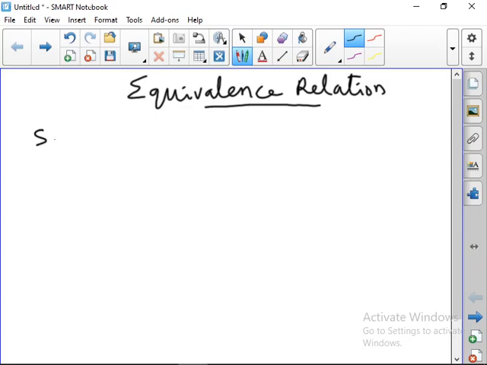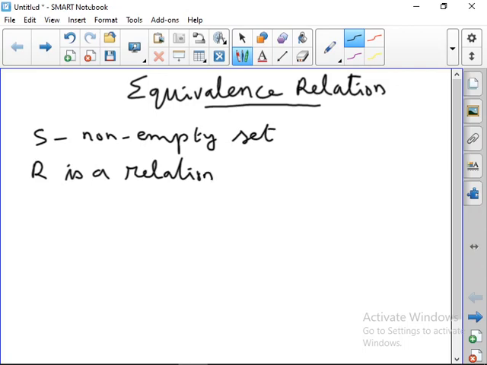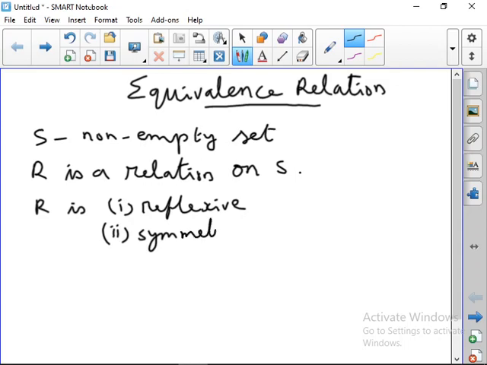If S is a non-empty set and R is a relation on S, then if R is reflexive, symmetric and transitive, then we say that R is an equivalence relation.